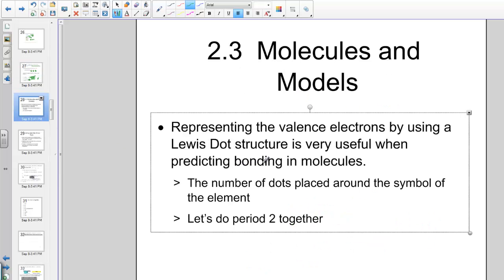You'll want to pause your video here. You've done a great job. This was all in the second section of our Chapter 2. When ready, come on back for the next part of your lesson, looking at molecules and models, looking a little closer at our Lewis dot structures.